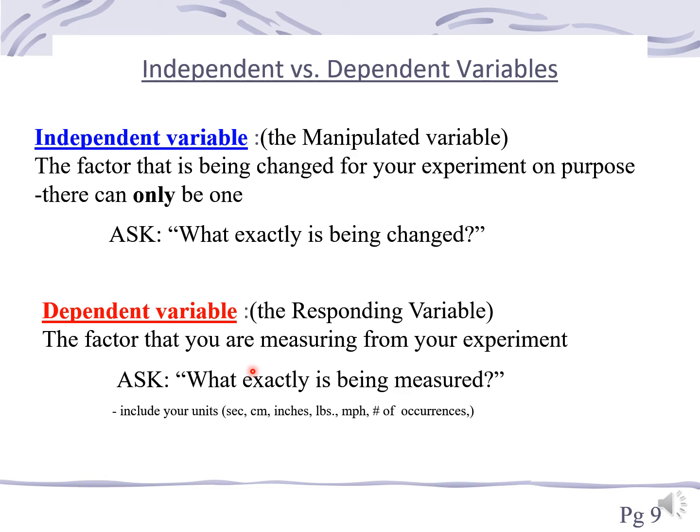Is it kilometers per hour? If you're measuring weight, is it kilograms? Is it pounds? Is it grams? If you're using time, are you measuring in seconds, minutes, days, hours? What are you using? So whatever you are changing, that's your independent variable. Whatever you are measuring, that's your dependent variable.